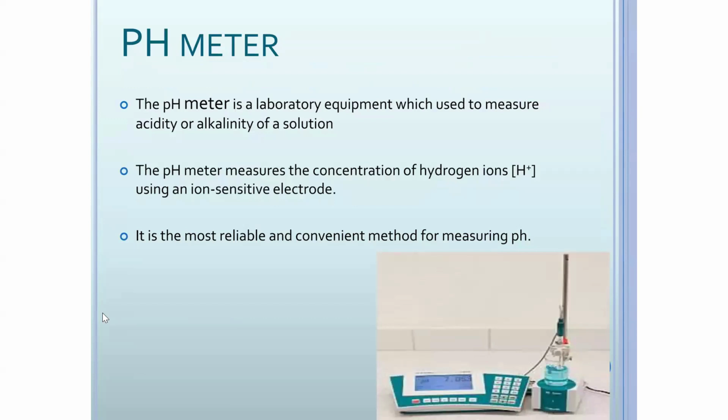Then a pH meter. The pH meter is a laboratory equipment which is used to measure the acidity or alkalinity of a solution. So the pH meter measures the concentration of hydrogen ion using an ion-sensitive electrode. It is the most reliable and convenient method of measuring pH.